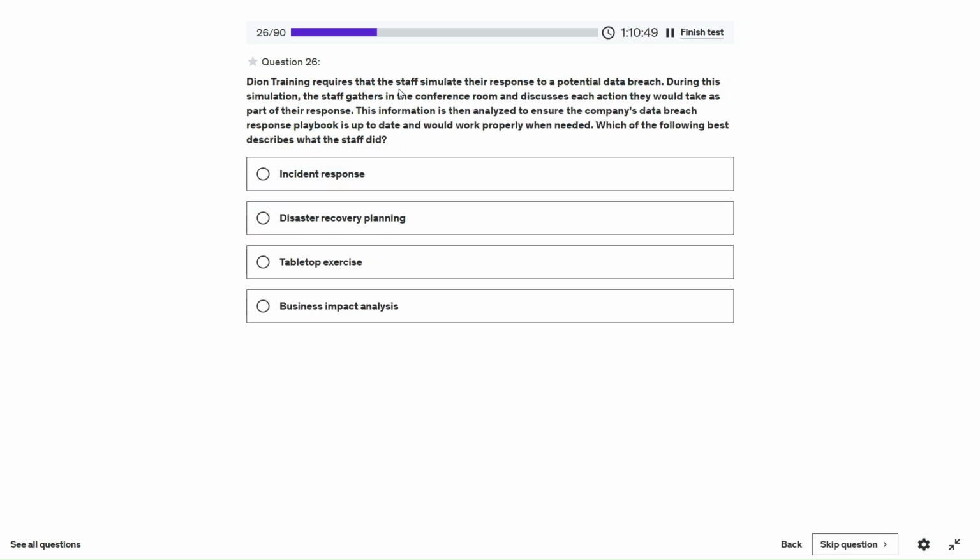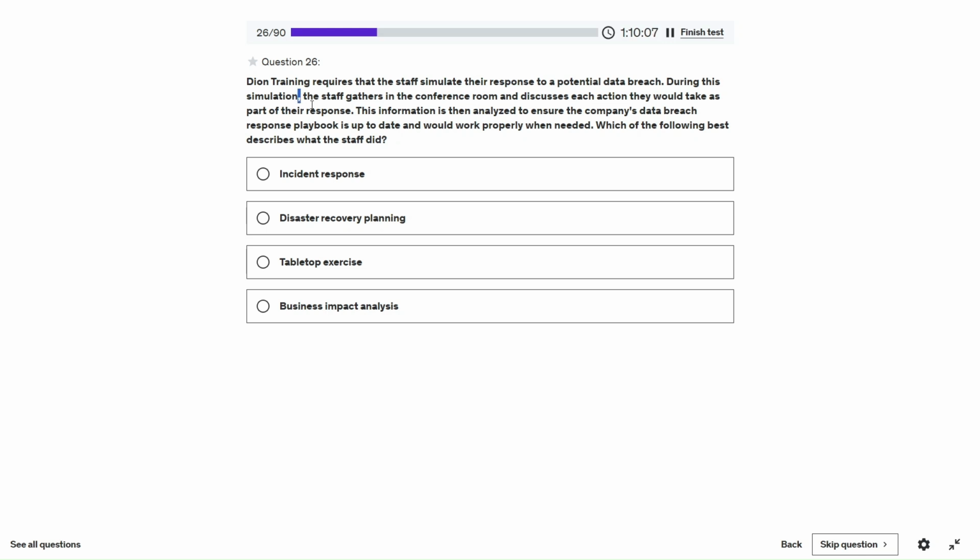DION training requires that the staff simulate their response to a potential data breach. So a simulation has been happening regarding a potential data breach. During this simulation, the staff gathers in a conference room and discusses each action they would take as part of their response. This information is then analyzed to ensure the company data breach response playbook is up to date and would work properly when needed. Which of the following best describes what the staff did?